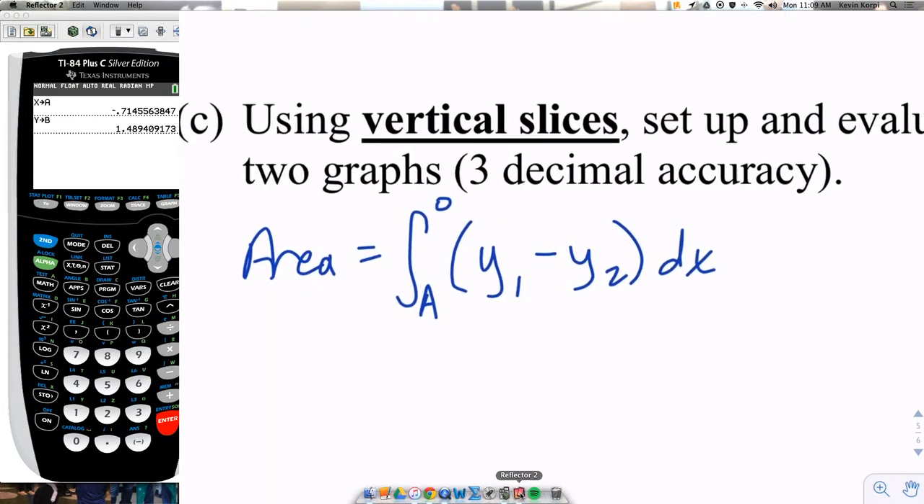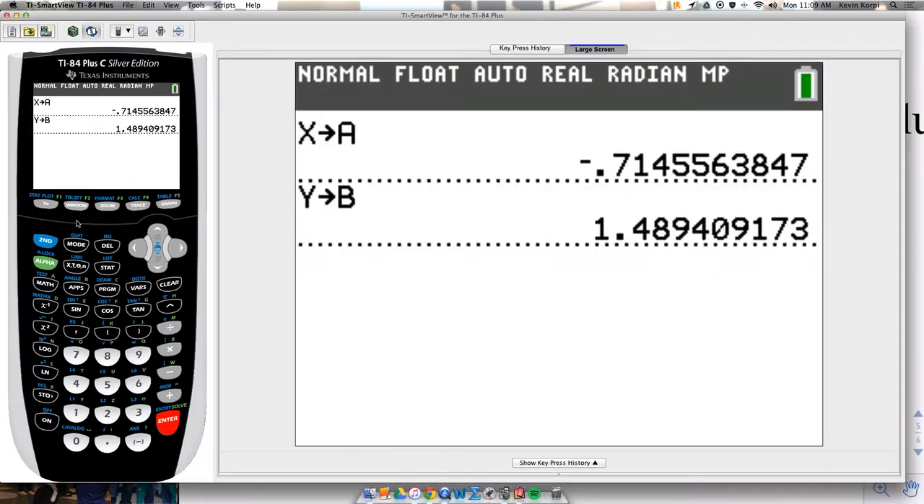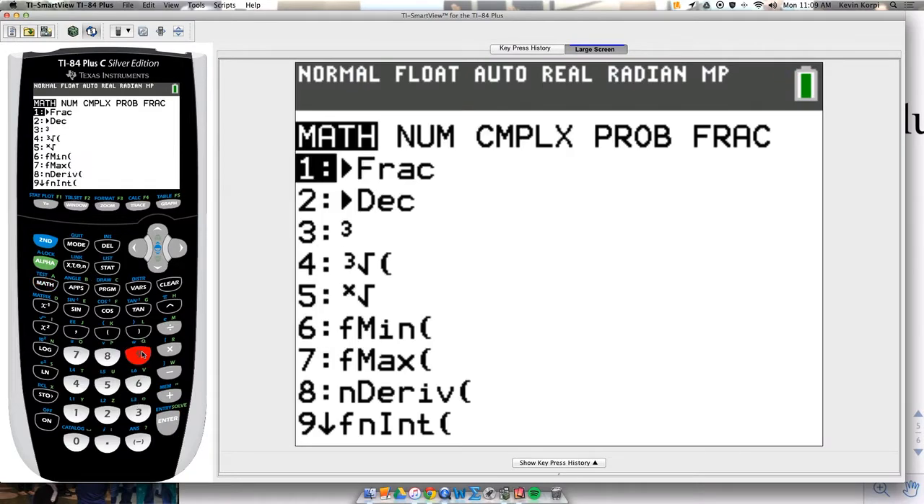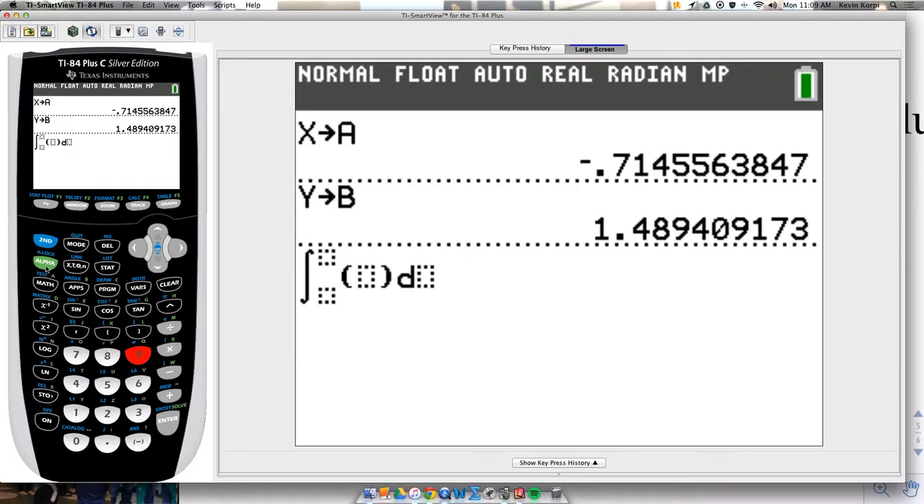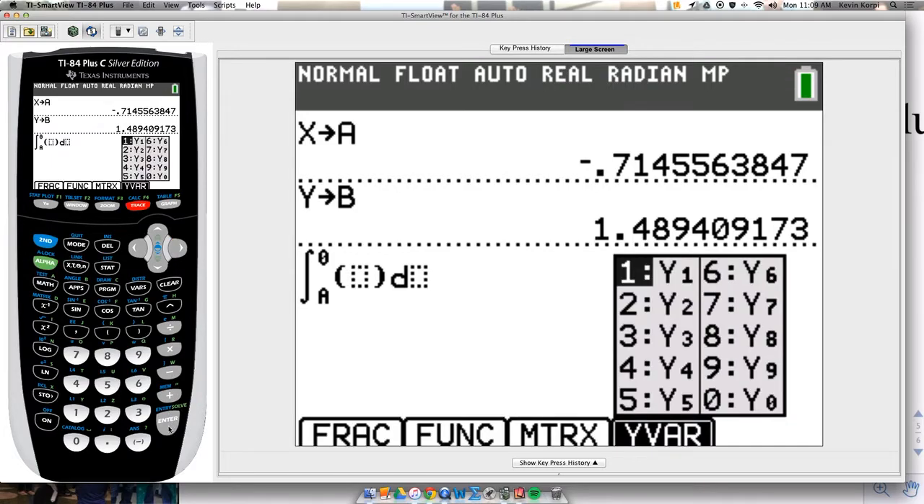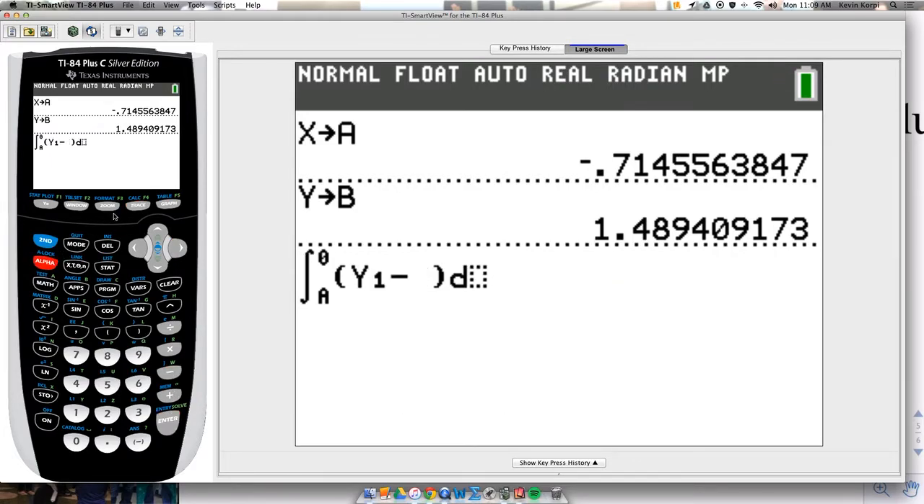Now, if this were truly a calculator test, that right there would get full credit for the setup. You would get like 2 checks for that. And now you go to your calculator, math number 9, and I'm going from alpha A to 0. And for me, it's y sub 1 minus y sub 2, which is alpha trace, enter, minus alpha trace 2.